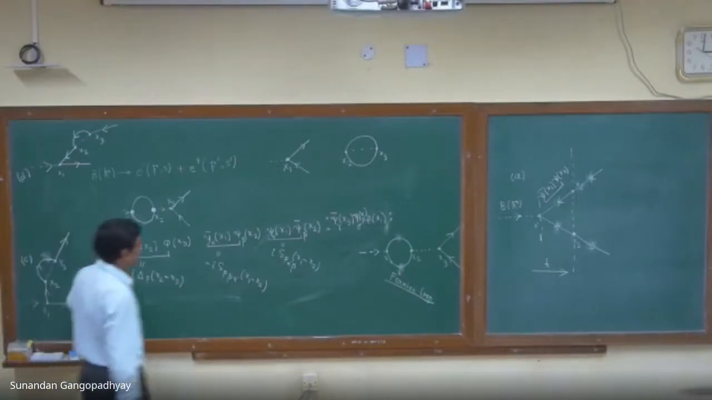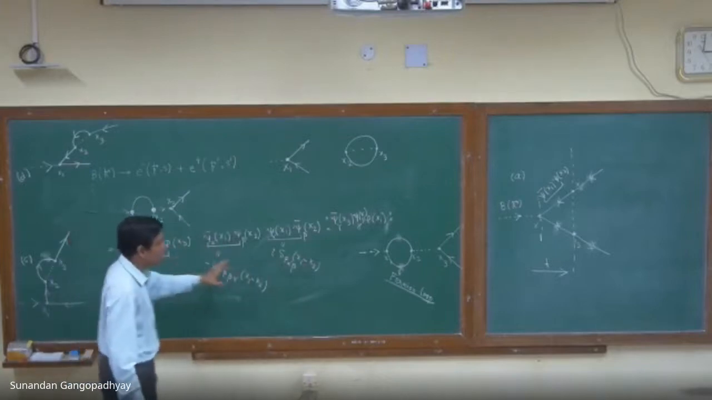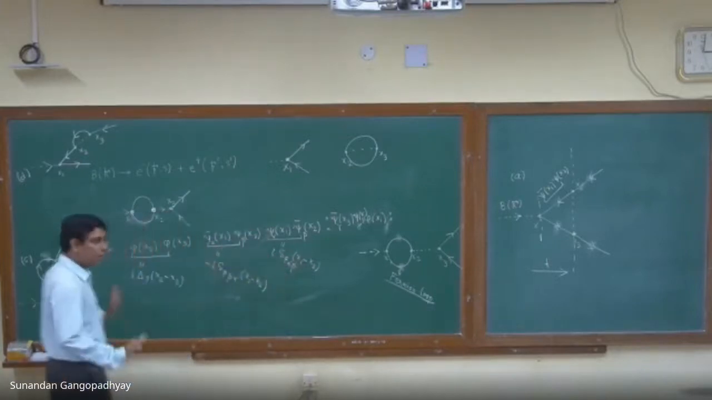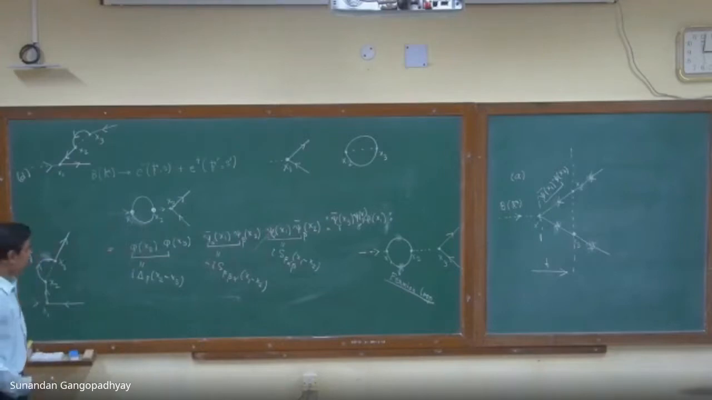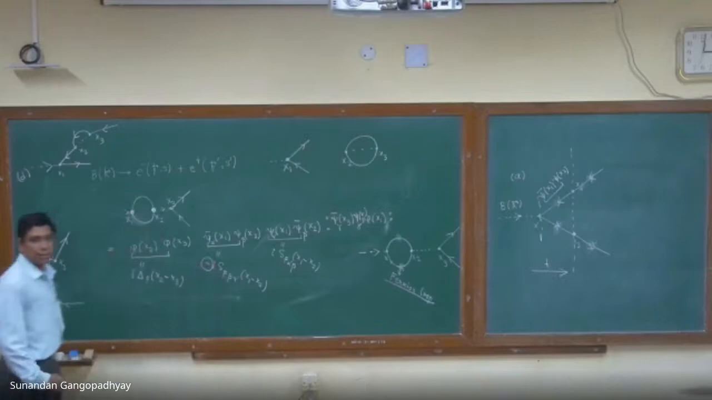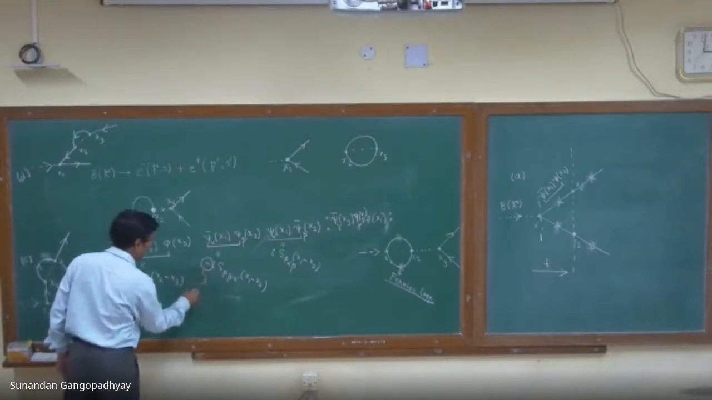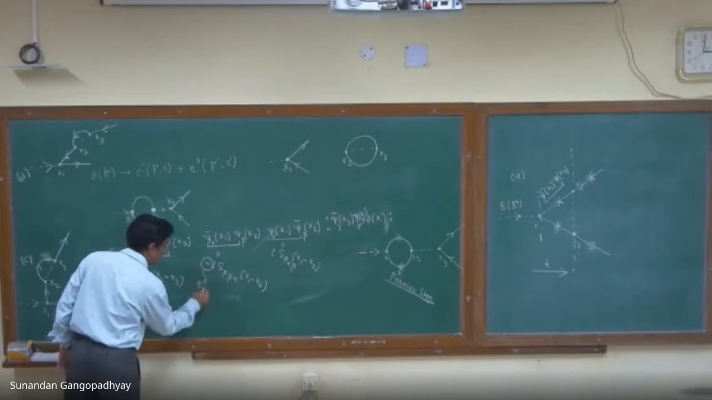So now you can just put in all these expressions. You know all these expressions. You can put their integral forms. You can perform the Fourier transform and things like that. But the important thing is that this minus sign is coming here. This minus sign is due to the Fermi loop.